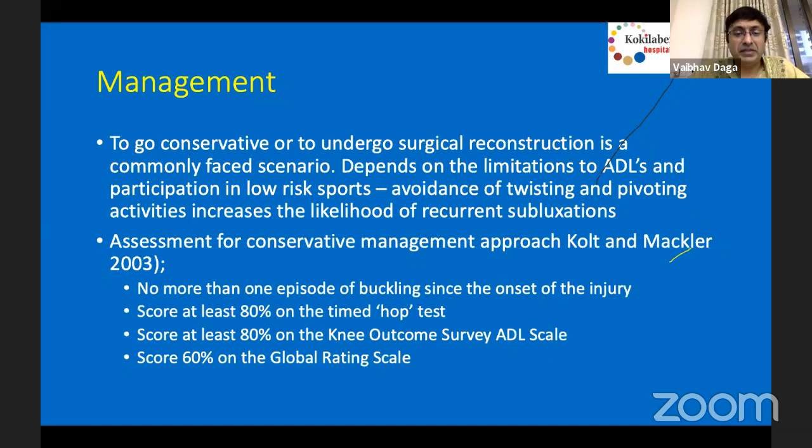Score at least 80% on the timed hop test. Score at least 80% on the knee outcome survey ADL scale, and score 60% on the global rating scale. So these are the various scales they used, and the hop test was performed, and they should be 80% of the normal limb. And there should be only one episode of buckling since the onset of the injury, when it is time for decision making. That was one of the studies presented then.